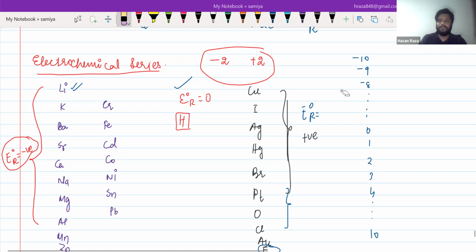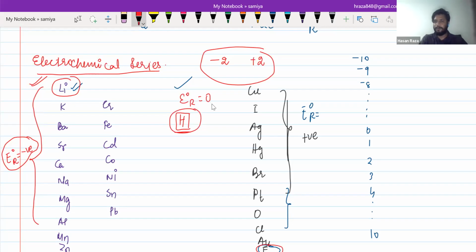So what I wanted to tell you is that this is the electrochemical series, of which hydrogen is taken as a reference element and the E naught R value is calculated. Now this is in decreasing order of negative. Most negative is this and most positive is this. This is the origin, hydrogen, which has E naught R equal to 0.